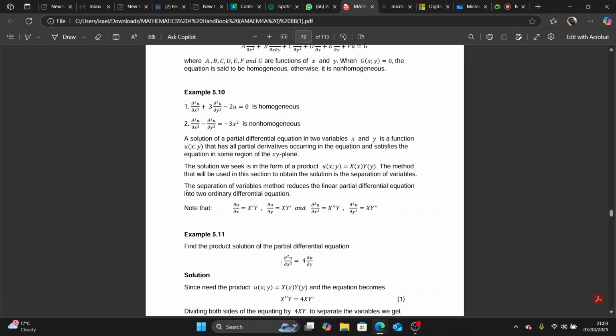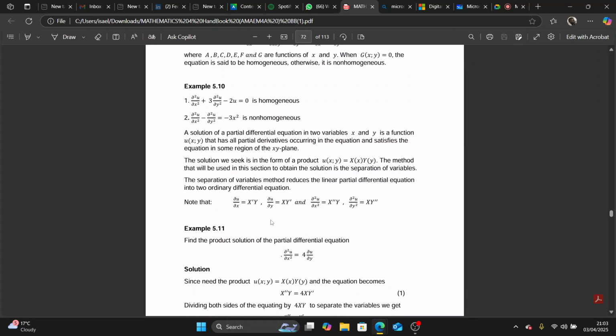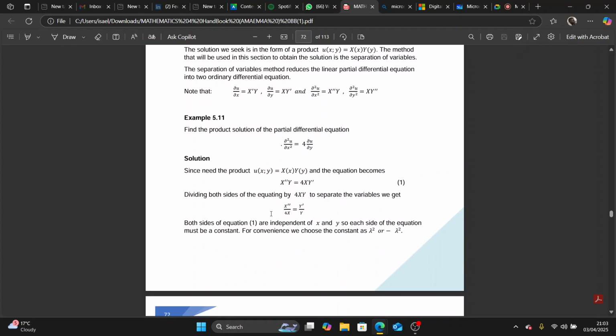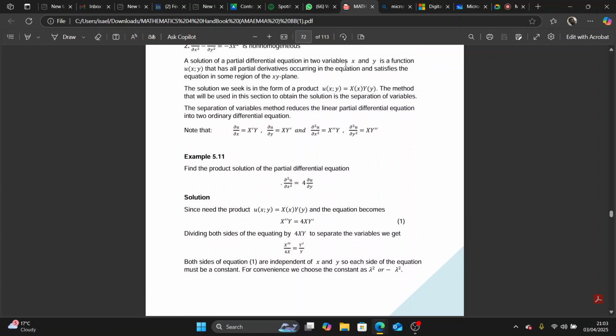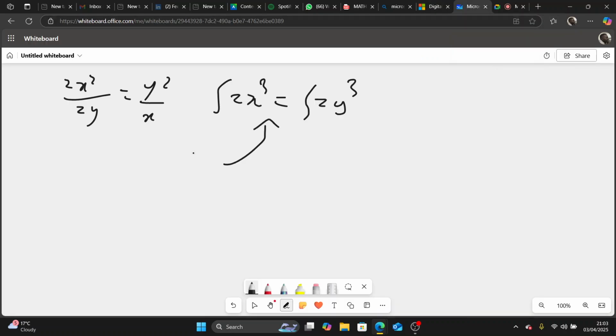Okay, manager. Separation of variables reduces the linear partial differential equation. Now, what I want you to know is, you have to get used to this expression. If you have partial u, partial x, in terms of separation of variables, what does it mean? It means you have X prime Y. That is what it means. You have to be familiar with this.